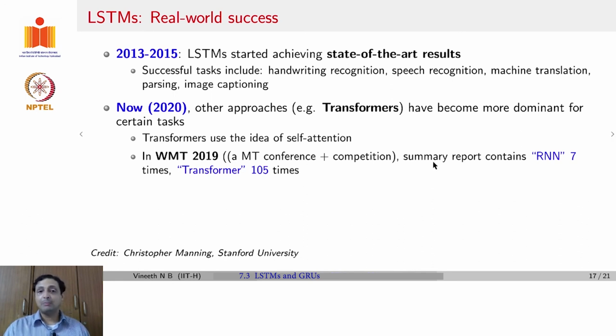So with all the participants that provided entries to this competition, only 7 of them were RNN based, while 105 of them were transformer based. That should give you an idea of what is the latest trend at this time.